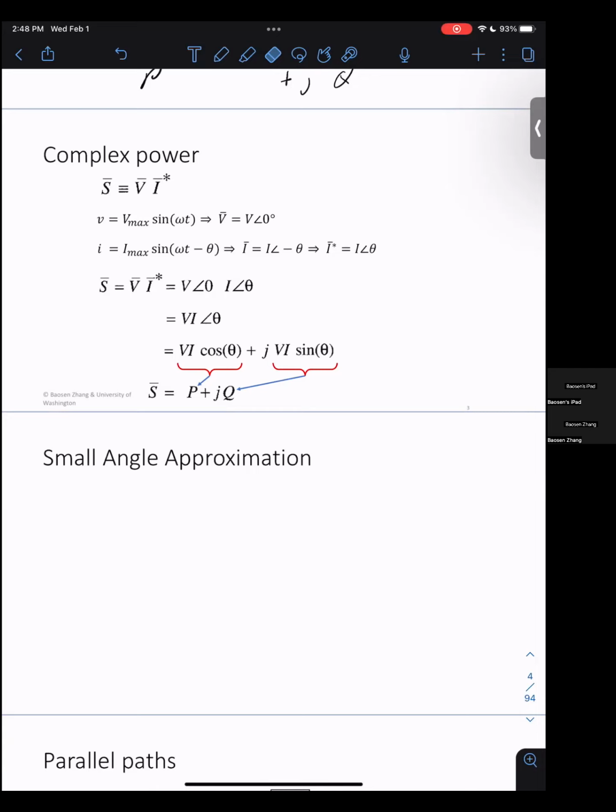So you want to make this equation simpler, and we'll go through the typical steps that make it simple. There are several steps to get to this, altogether called the small angle approximation. The idea is, let's first look at the transmission line. The transmission line is the line you see outside, on the poles.